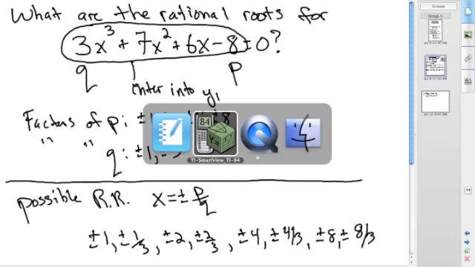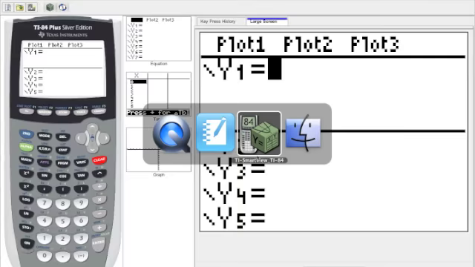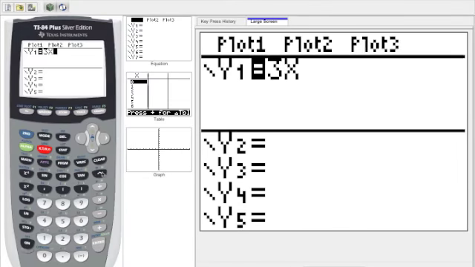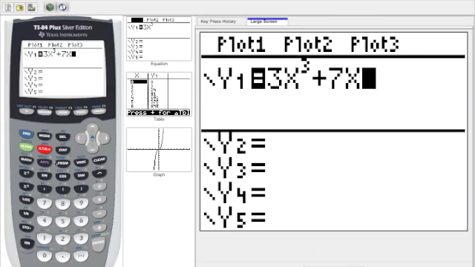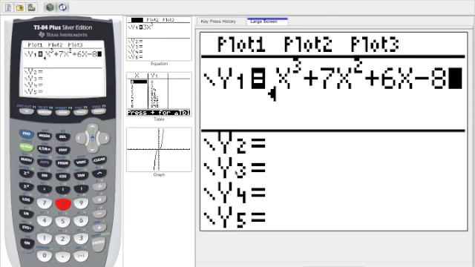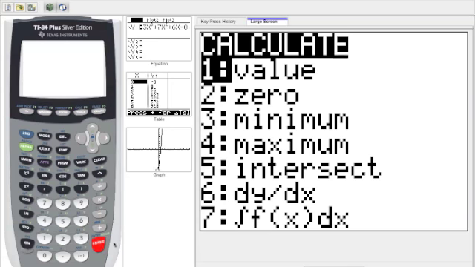So it's 3x^3 plus 7x^2 plus 6x minus 8. So to check our possible roots, we're going to have to hit second, trace, value, 1, enter.